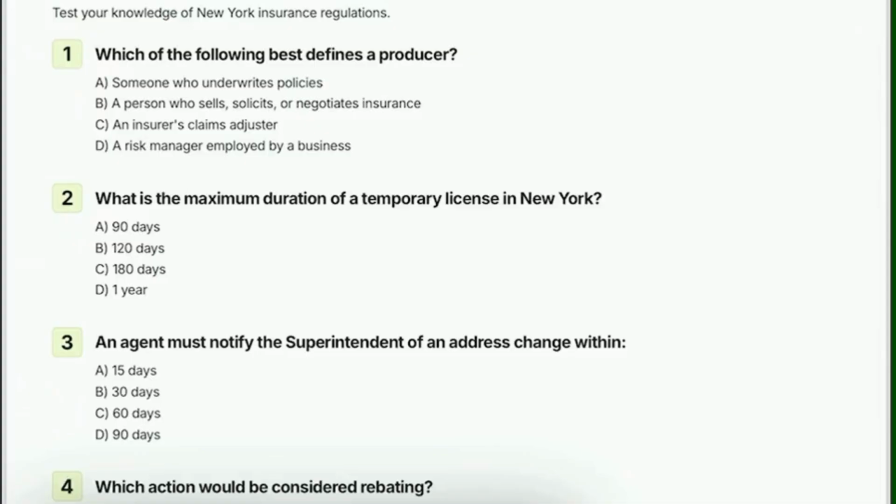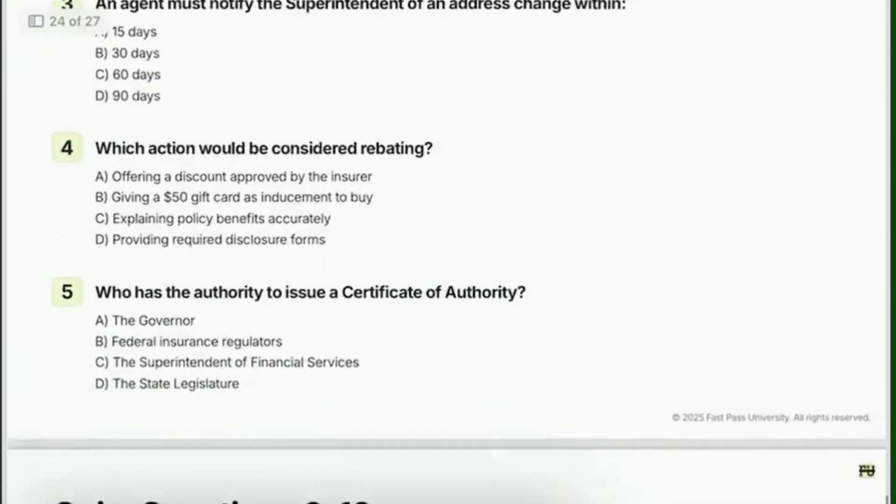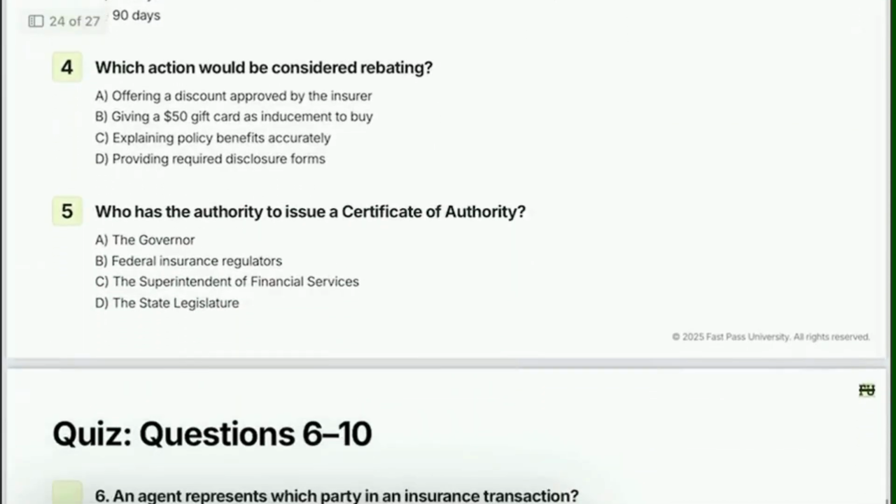Number 4, which action would be considered rebating? A, offering a discount approved by the insurer. B, giving a $50 gift card as inducement to buy. C, explaining policy benefits accurately. Or D, providing required disclosure forms. Number 5, who has the authority to issue a certificate of authority? The governor, federal insurance regulators, the superintendent of financial services, or D, the state legislator.